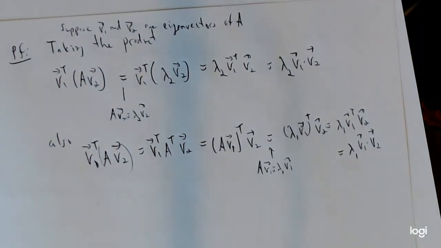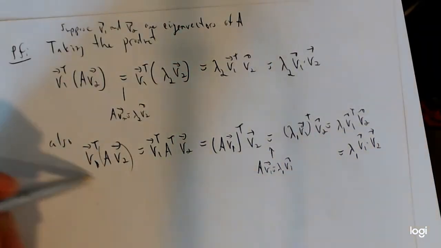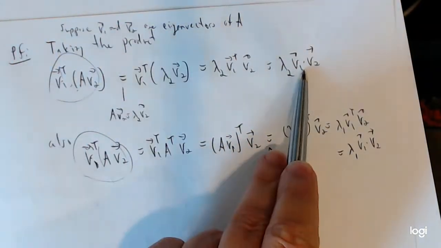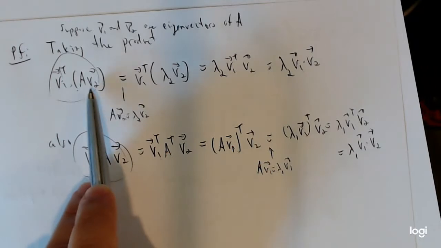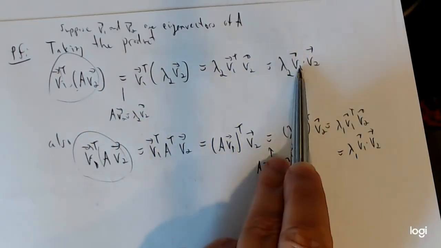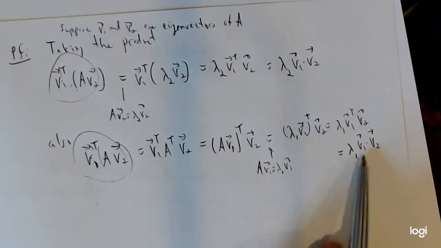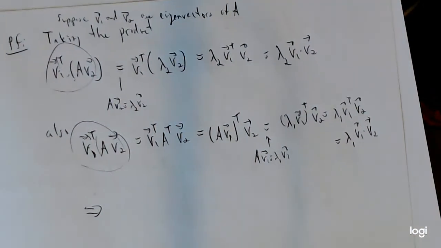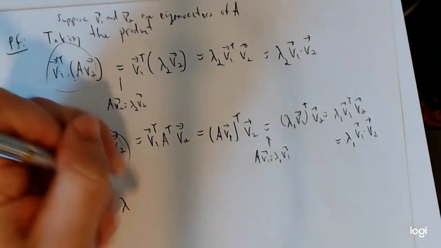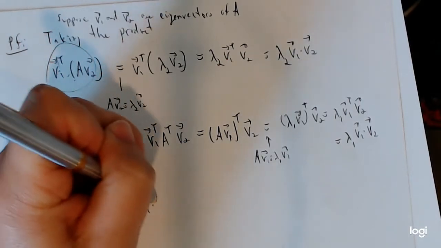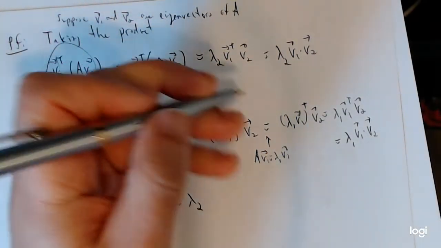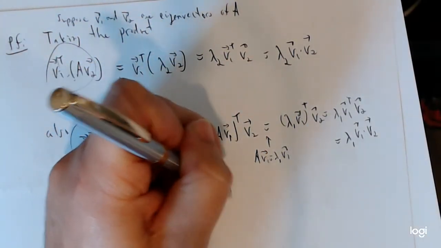Okay? So what have I just shown here? I just showed that these two are clearly the same. And V sub 1 transpose times A V sub 2 is the same thing as lambda sub 2 V sub 1 dotted with V sub 2. Also the same thing as lambda sub 1 V sub 1 dotted with V sub 2. So in other words, what we just showed is that lambda sub 1 V sub 1 dotted with V sub 2 is the same thing as lambda sub 2 V sub 1 dotted with V sub 2.